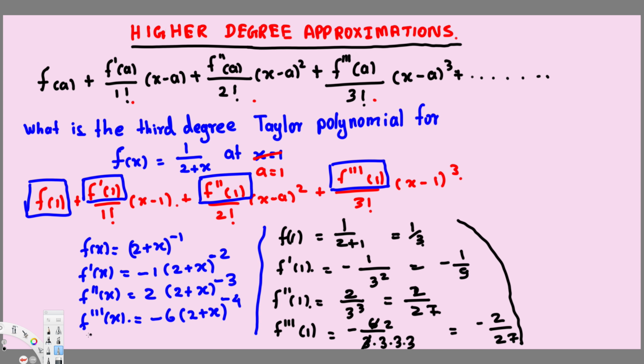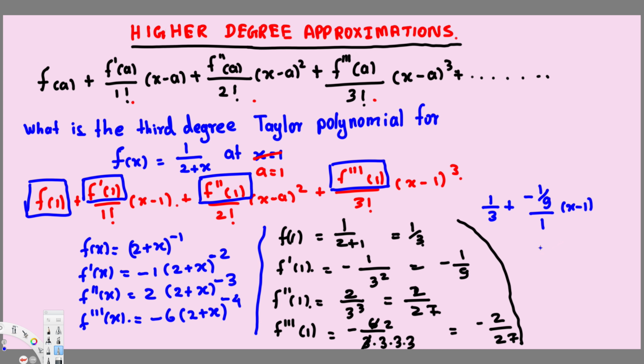So first of all, we have f of 1, and we know that f of 1 is equal to 1 over 3. So we are going to write 1 over 3 right here, and then plus f prime 1, we found out that's negative 1 over 9. So we are going to have negative 1 over 9, and in the denominator we have 1 factorial. 1 factorial is just 1, so you can just write 1 and x minus 1.